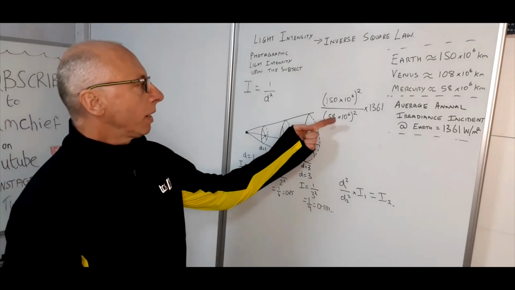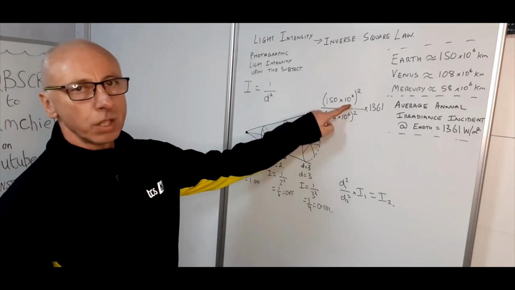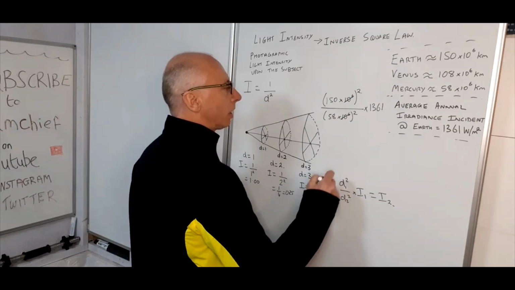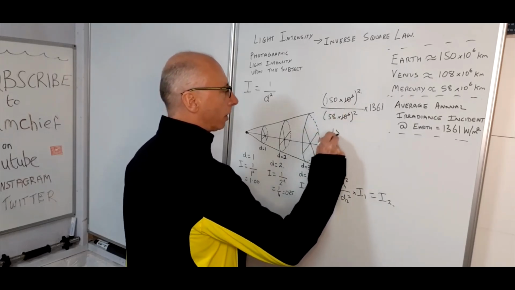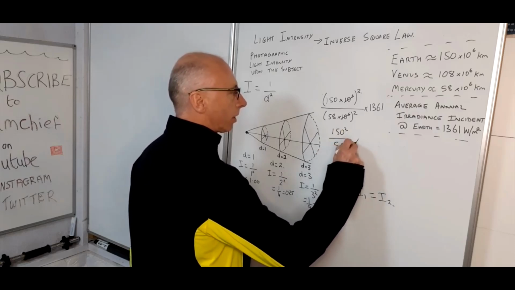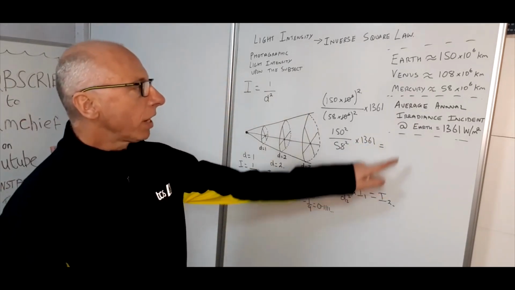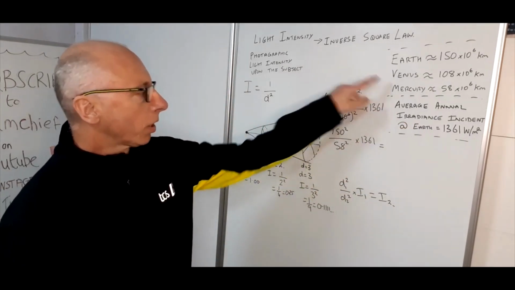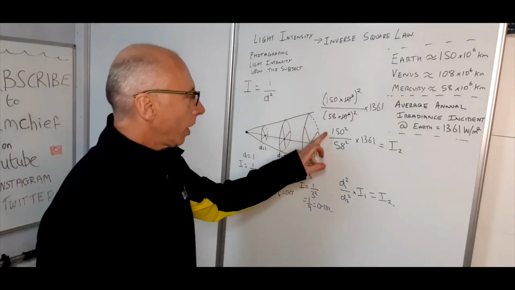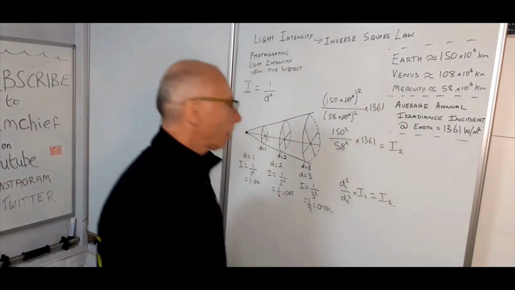Okay, it looks a little bit messy, but what we can do is, here we've got two common numbers. We've got 10 to the power of 6, which is our million constant. So we can take those out, and now we've got 150 squared divided by 58 squared times 1361 equals our irradiance incident at Mercury, so equals I2. So 150 squared divided by 58 squared times 1361. I'll just get my calculator for that.